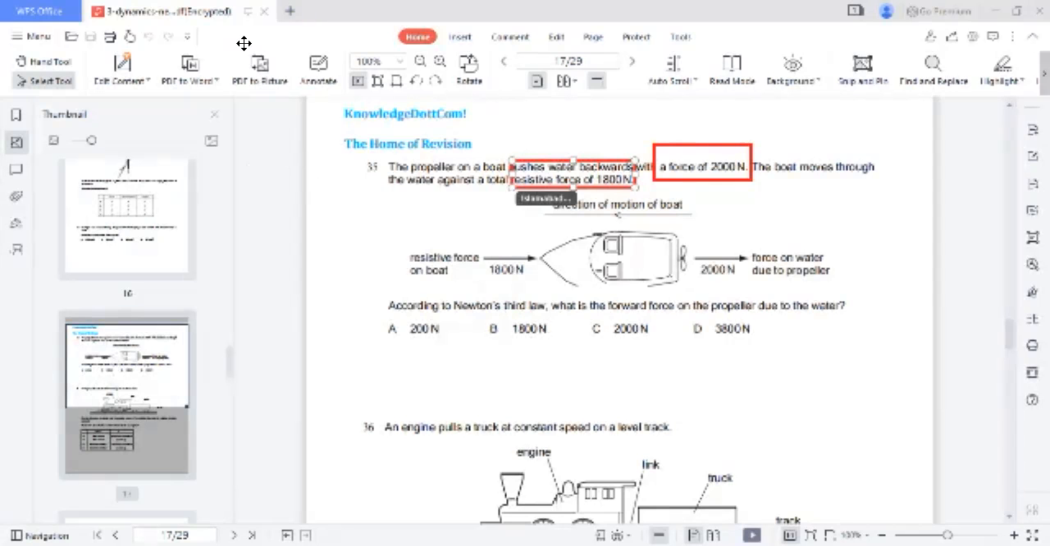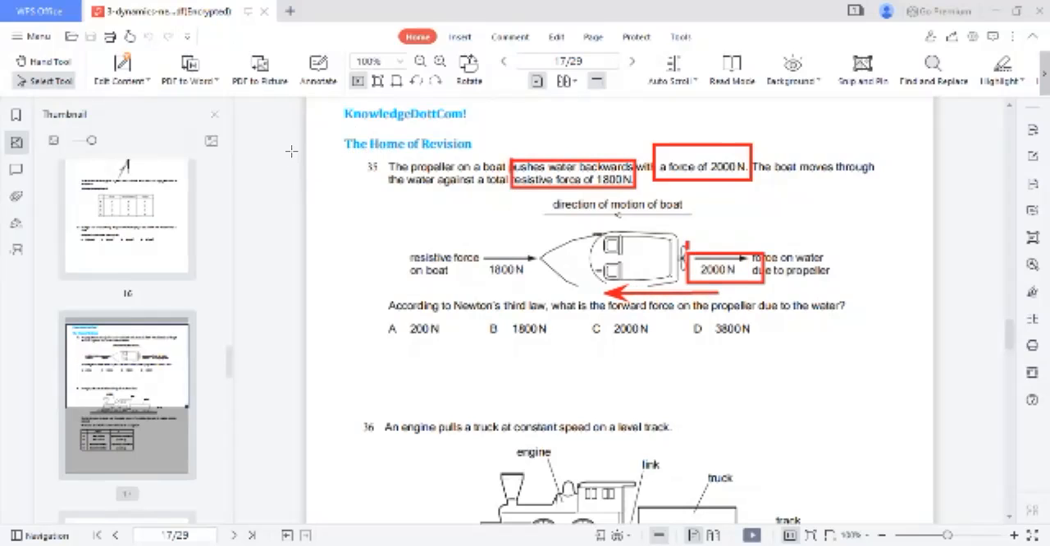According to Newton's third law, action and reaction are equal in amount but opposite in direction. If we consider only the propeller, the applied force of the propeller is 2000 newtons. So it should be 2000 newtons because the action force is 2000 newtons. At the same time the reaction force would be 2000 newtons, and it would be in this direction.